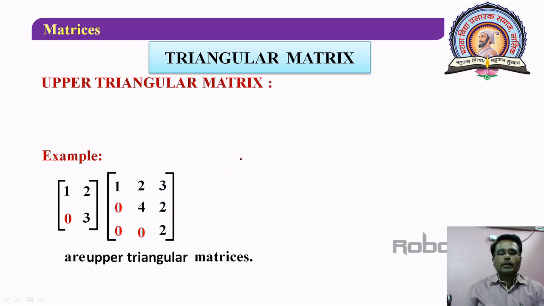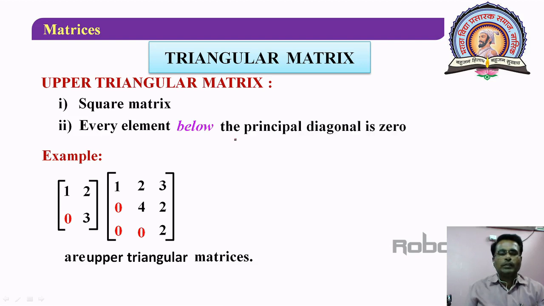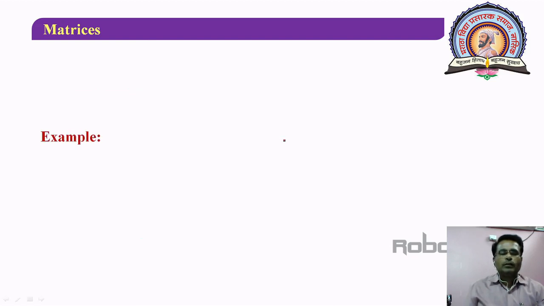So, it is defined as a square matrix in which every element below the diagonal, which is also called the principal diagonal or main diagonal, is 0. Then the next example shows us another type of matrix. Now suppose we consider 1 0 0, 2 3 0 and 5 4 6.